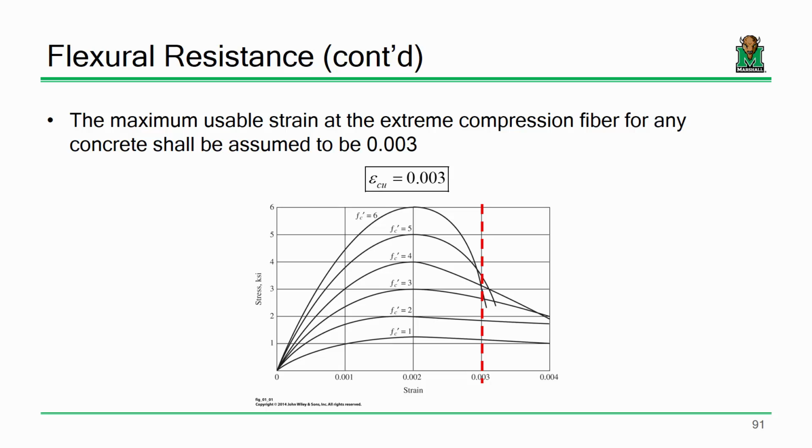One of the ACI assumptions that we always make for a reinforced concrete beam, and this is true regardless of compressive strength, is that the maximum usable compressive strain that a concrete will experience, we take to be a constant value of 0.003. Regardless of if you're looking at 3 ksi concrete, 4 ksi concrete, 6 ksi, what have you, to keep things simple, we take the maximum usable strain to be 0.003, and we just treat that as a constant.